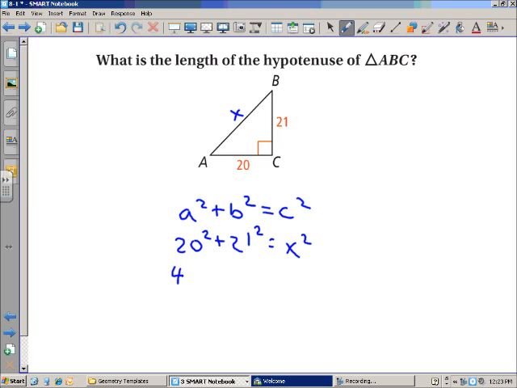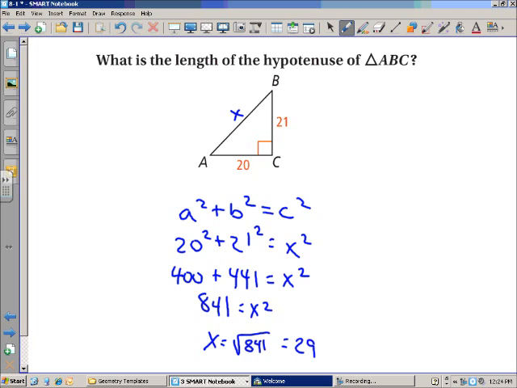Now 20 squared is 400. 21 squared is 441, which is equal to x squared. Adding these together, 841 is equal to x squared. So how do you undo a squared? You do a square root. So x is the square root of 841, which equals 29. It's a perfect whole number, and so 20, 21, and 29 are a Pythagorean triple.